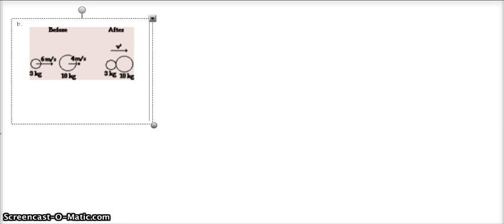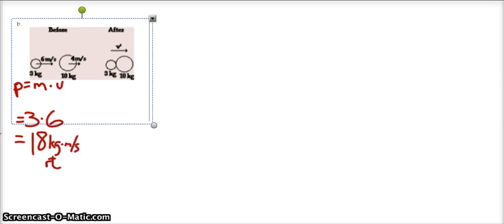Okay, so in this one, we have 2 momentums and 2 velocities to start with. So let's start with this one first. Momentum again is, for this one right here, my mass is 3, my velocity is 6, so my momentum for this first object is 18 kilograms times meters per second, and it's going to the right. I'm just going to abbreviate right as RT.